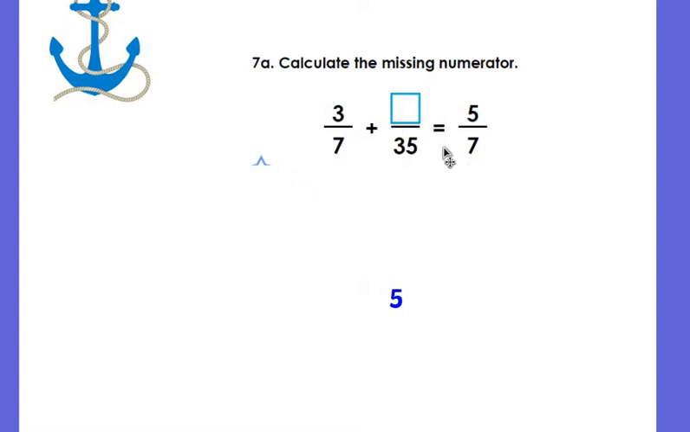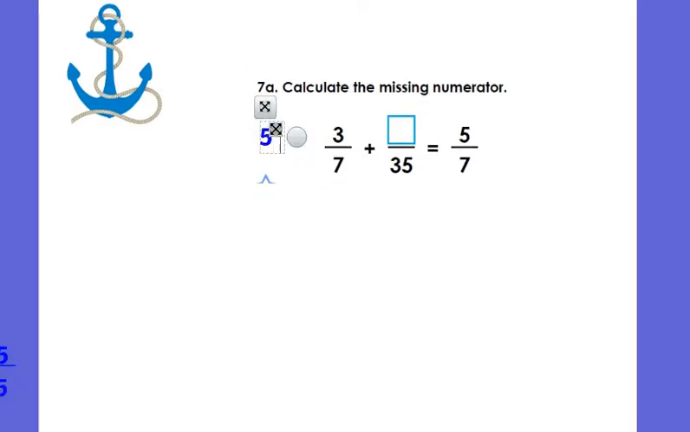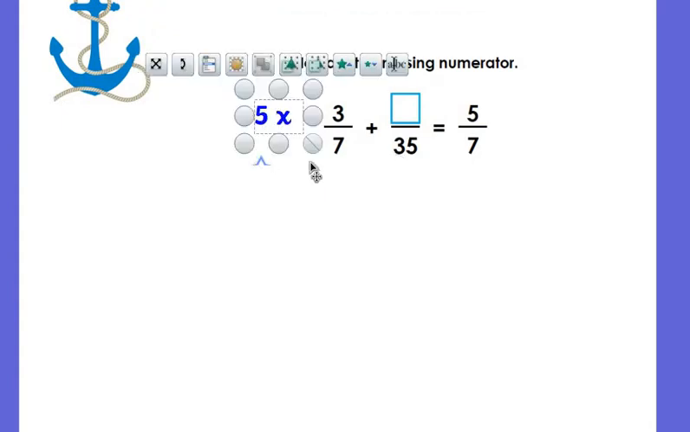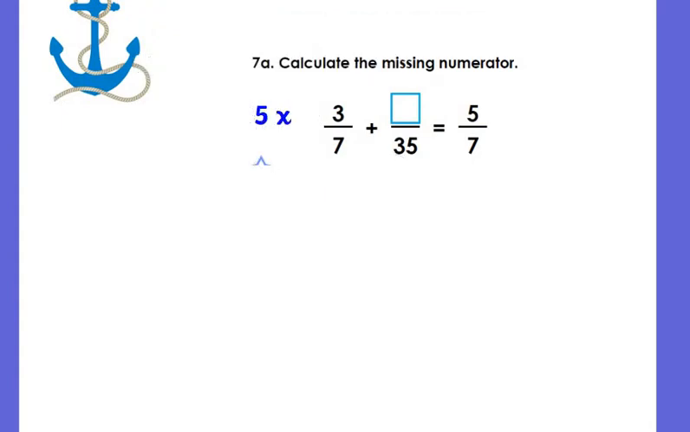So 35 is our largest denominator, and then the other denominators are over 7. So we need to times these fractions that have a denominator of 7 by 5. Okay, so we need to times them by 5, the numerator and the denominator by 5. So first one, we have got 15 over 35, add something over 35 to equal 25 over 35.